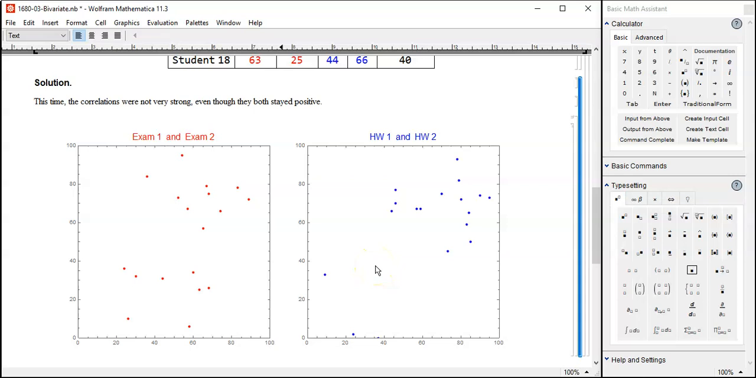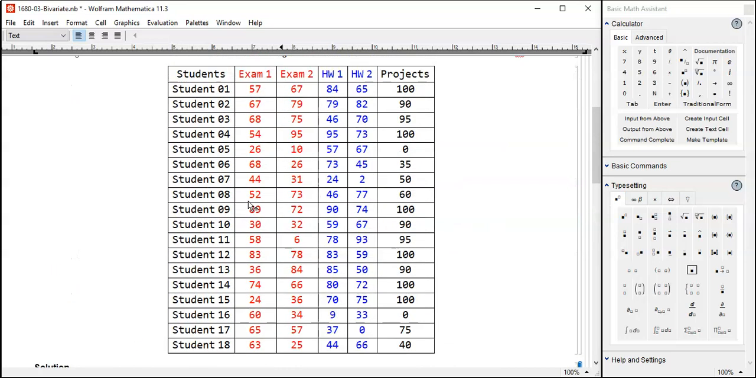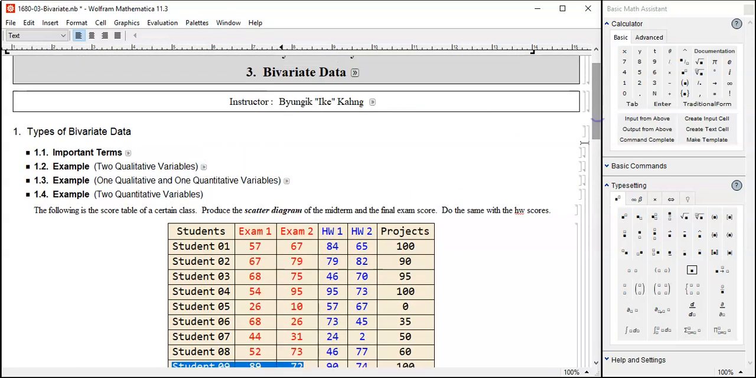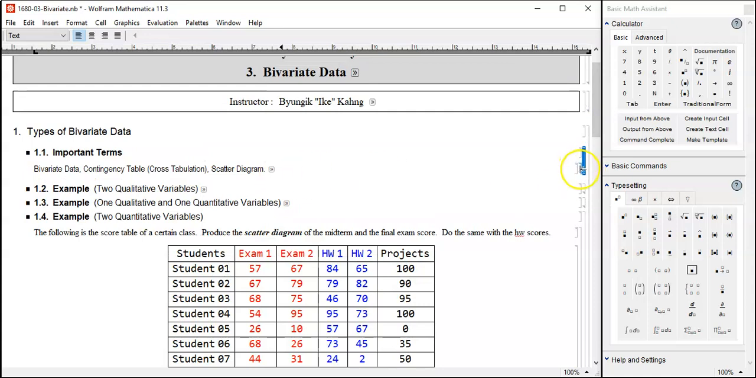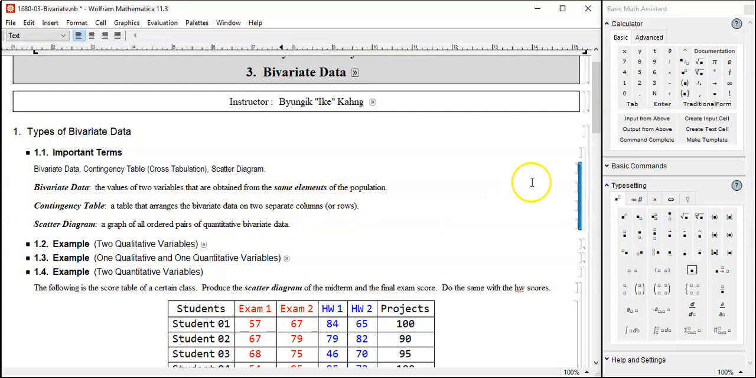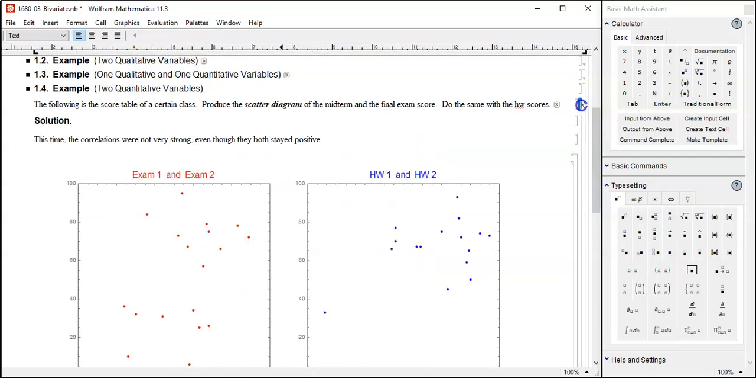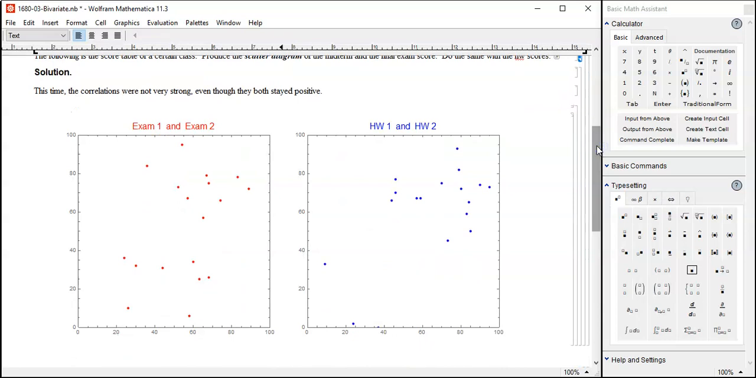Here, each dot represents a student. So this student here scored about 90 in the midterm and about 70 in the final. And we can find such students like this. Remember, these two data, exam 1 and exam 2, are two different data, yes, but they're correlated. Each data value is coming from the same elements of the population. That's why we can do all these. Okay, so much for review.